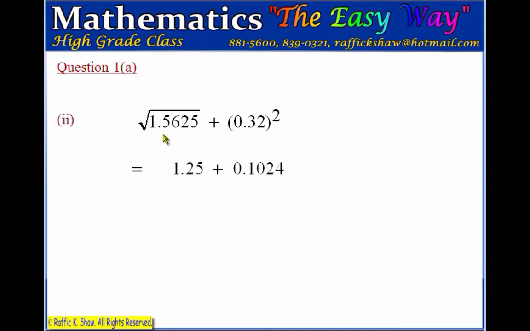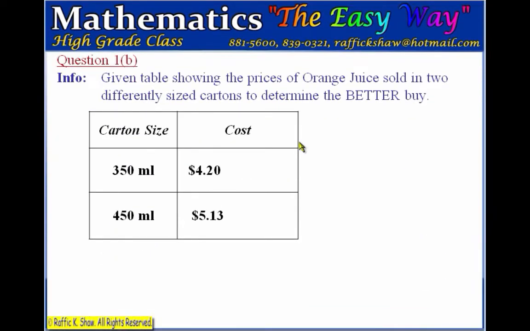So let's go ahead. And so the square root of 1.5625 is 1.25 and the square of 0.32 is 0.1024. And now we can proceed by adding these two numbers, and when we do that addition, the result is 1.3524. So that's the exact value of this addition, and that's the answer for part 2 of question 1A. Let's move down now to part B.